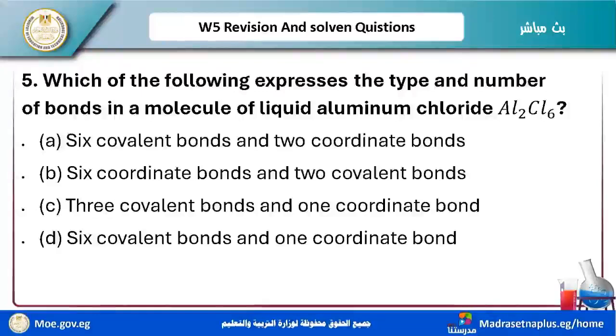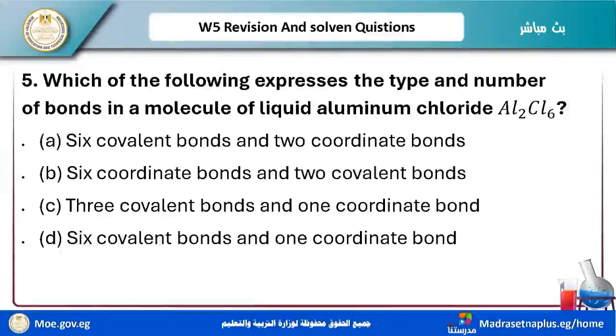Now, you must write the electronic configuration of chlorine and aluminum. You know aluminum is 13, chlorine is 17. Now, if you write the electronic configuration of aluminum, it is neon 10 3s2 3p1. Okay, chlorine 17 is neon 10 3s2 3p5. So chlorine makes 1 covalent bond.